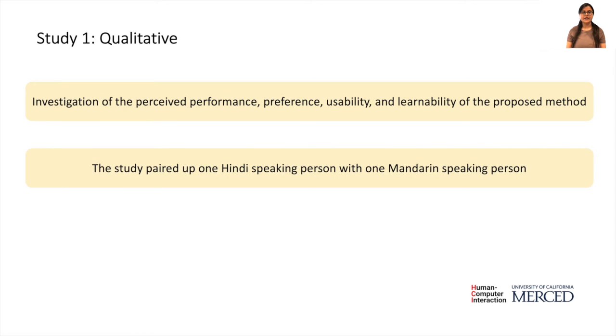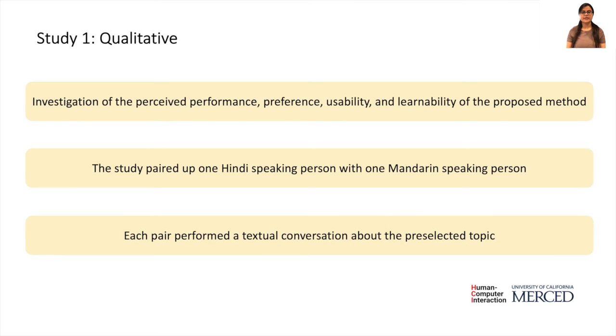In the study, one native Hindi speaking person was paired up with one native Mandarin speaking person to hold textual conversations with each other in each other's native language on a mutually selected topic. For example, discuss your bucket list.